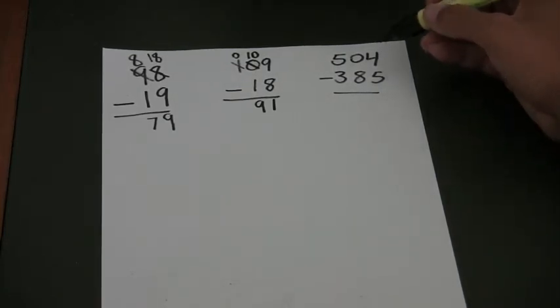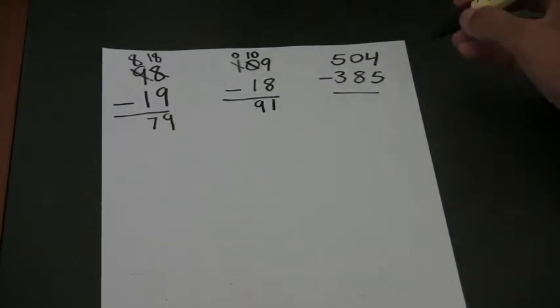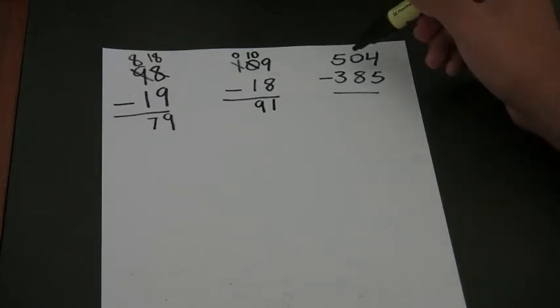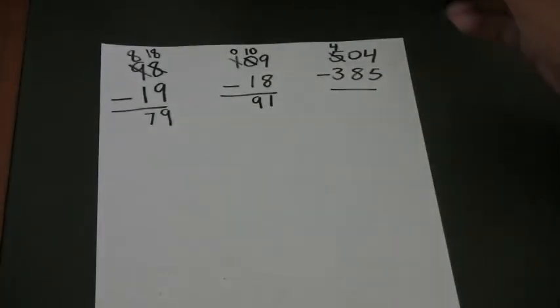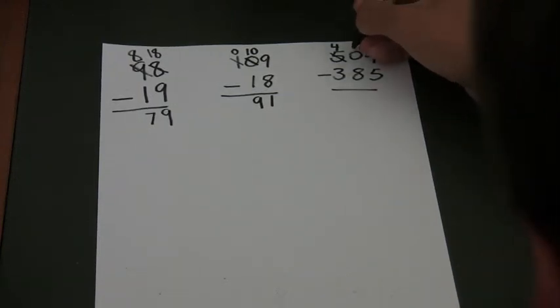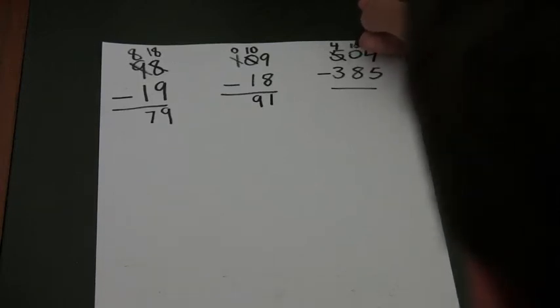I have 5 ones that are going to be taken away from 4. That is not possible, so I need to go over to my tens. But I have no tens to rename or borrow, so I need to go once more over to my 100s. What I'm going to do here, I'm going to borrow 100, which now I'm going to be able to turn into 10 tens, because 100 is equal to 10 tens.